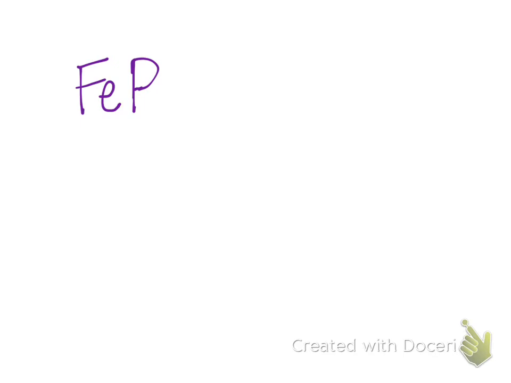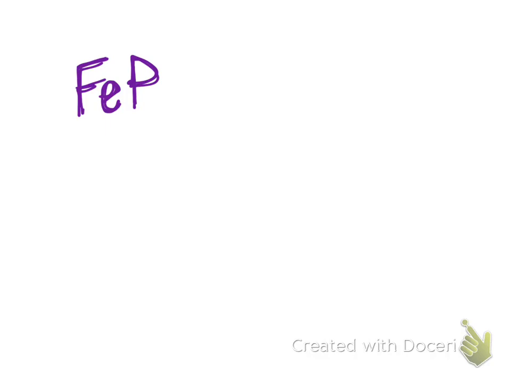We'll just start with that one. FEP. I'll fix it here in just a second. Sorry. FEP is our formula, and I want you to give me the written name. Okay, FEP. So we'll work through it together, but this is tough because you have to figure out which version of iron you're working with.